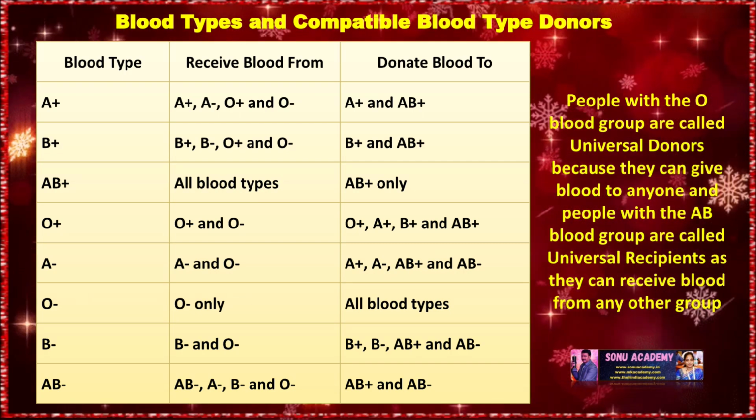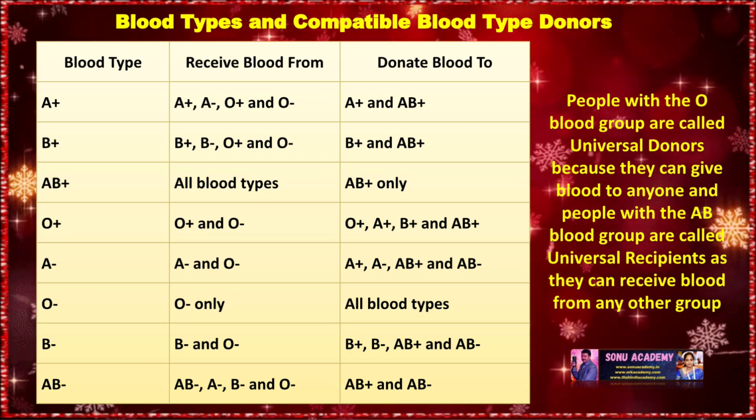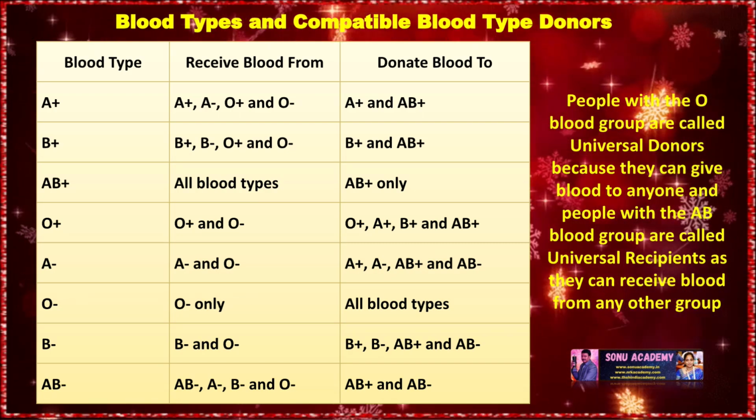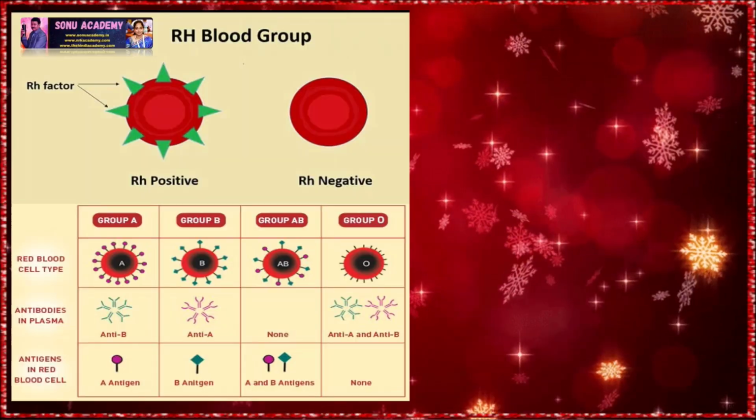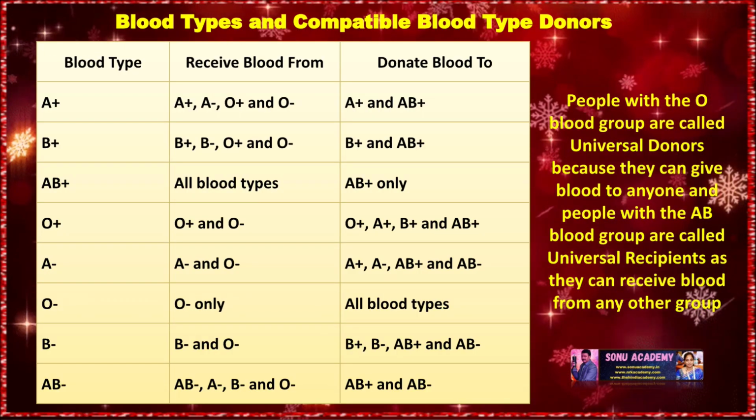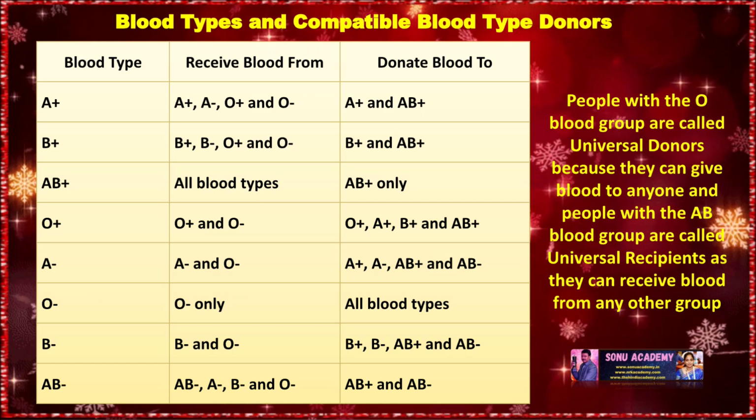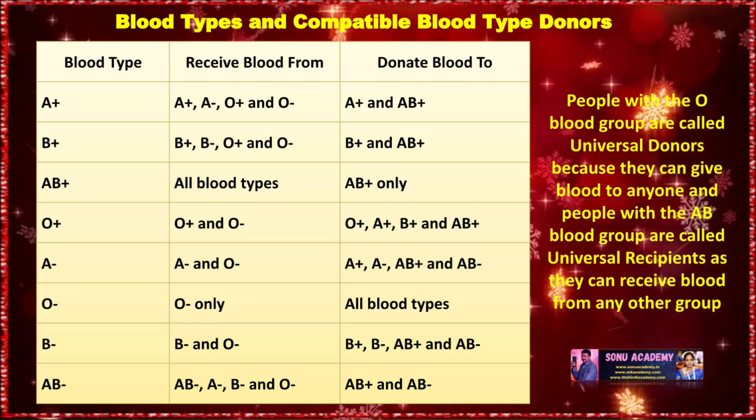People with the O blood groups are called universal donors because they can give blood to anyone, and people with AB blood group are called universal recipients as they can receive blood from any other group.